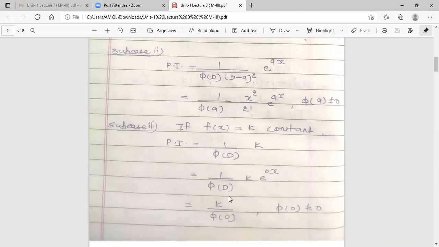Why are we replacing D by 0? Because when there is a constant function, in that case we assume e to the power 0x. The value of e to the power 0x is 1, so we can assume here e to the power 0x.